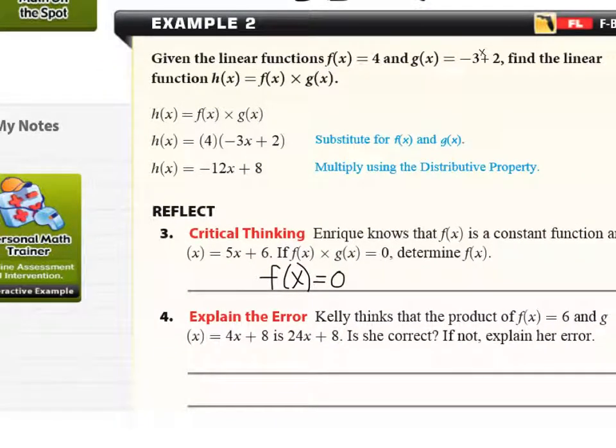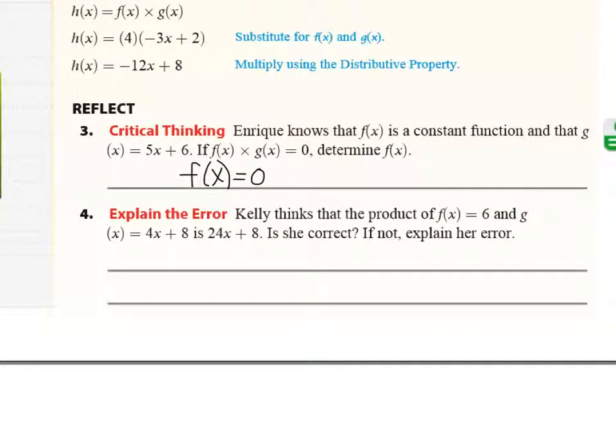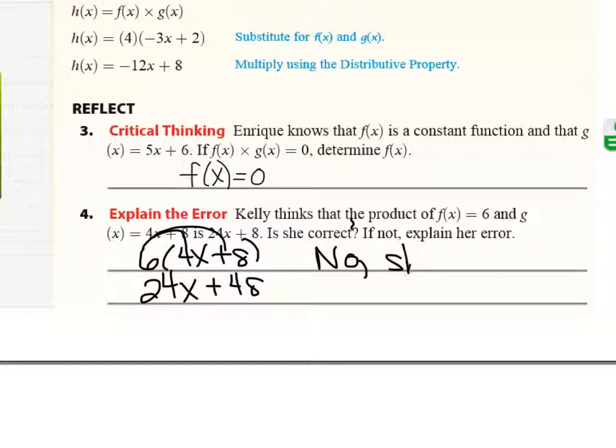For question number 4, Kelly thinks the product of f of x, which is 6, there's your constant, and g of x is 4x plus 8, is 24x plus 8. She got the problem halfway correct, but you have to take the 6 and distribute it to both the 4x and the 8. So she really should have gotten 24x plus 48. So no, she's not correct. She did not distribute.